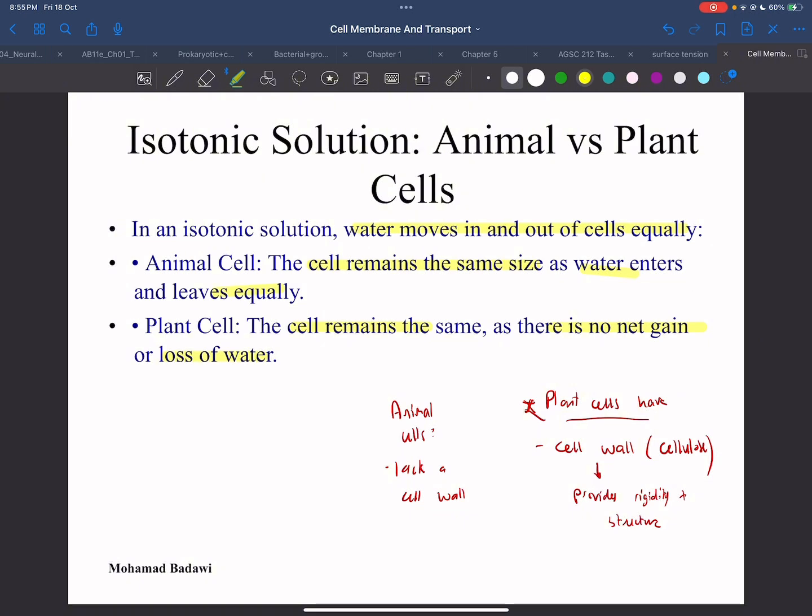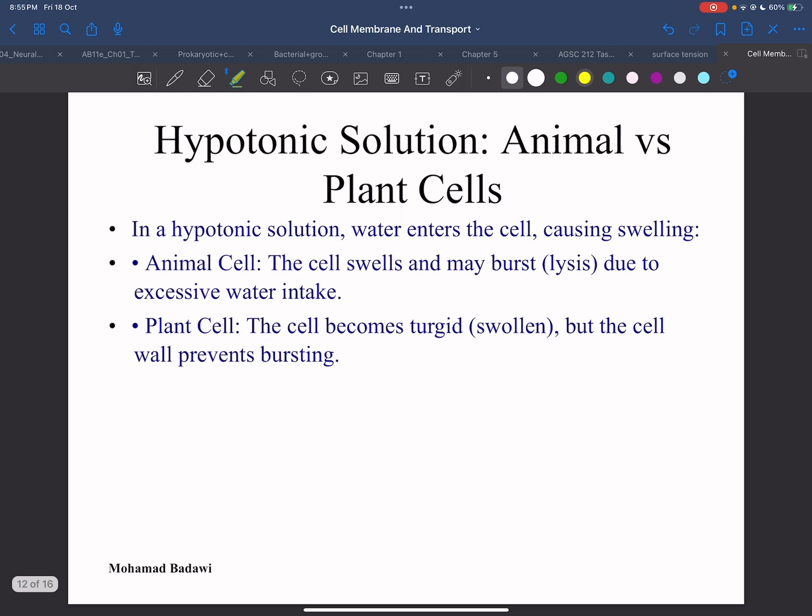Now this is a question for you guys, and leave a comment down below about your answer. What do you think the medium of our body is? Inside our body, do you think we have an isotonic or a hypotonic or a hypertonic medium? And explain why.